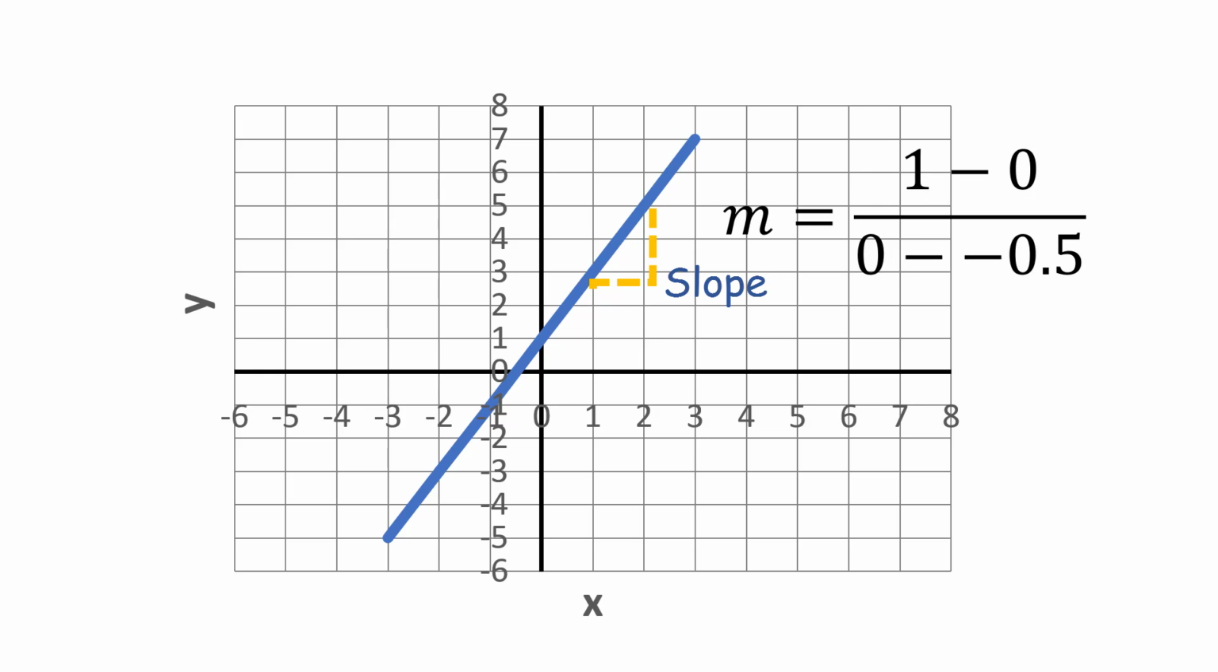You could use any 2 points on the line to do this, including the x and y intercepts that we calculated previously. So in this case, the slope is 1 over 0.5. 1 divided by 0.5 is 2. So if we go along 1 unit on the x-axis, then we go up 2 units on the y-axis.